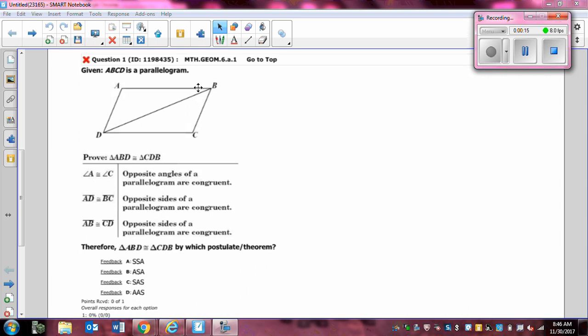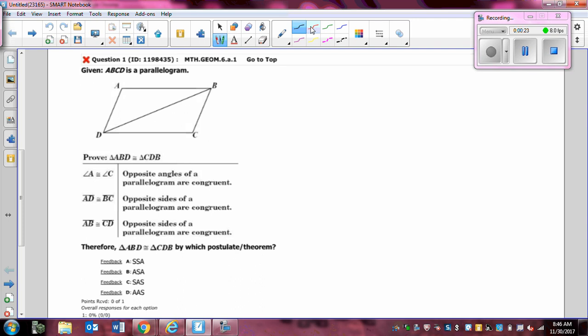The first one on mine is a proof question. It says, given ABCD is a parallelogram, prove that these two triangles are congruent. I'm going to fill in everything that I have here. I have angle A is congruent to angle C. Make sure you have a whiteboard. You're doing this as well.